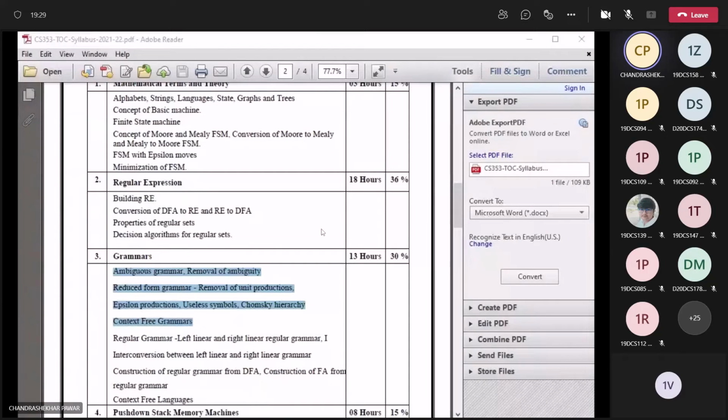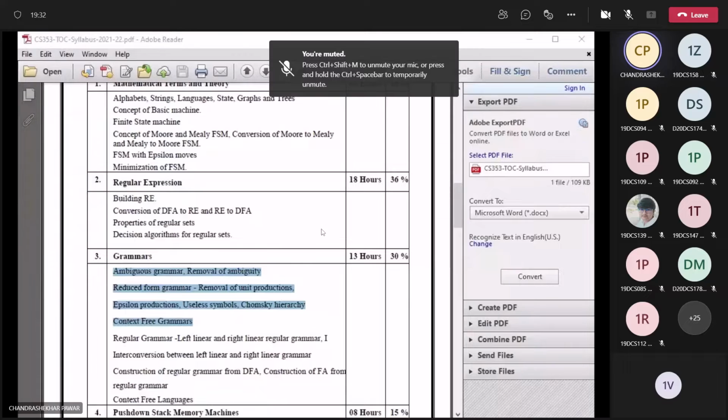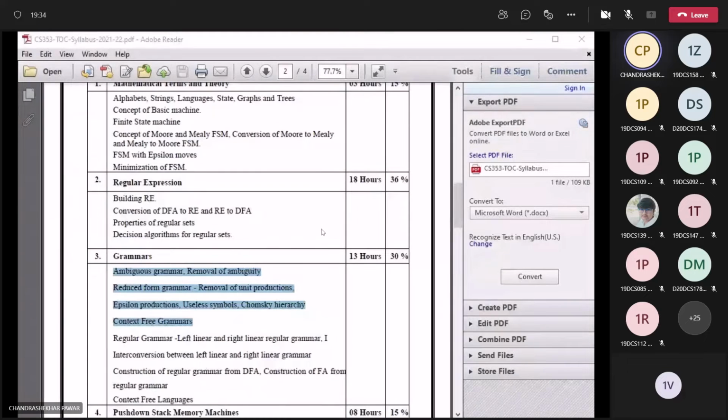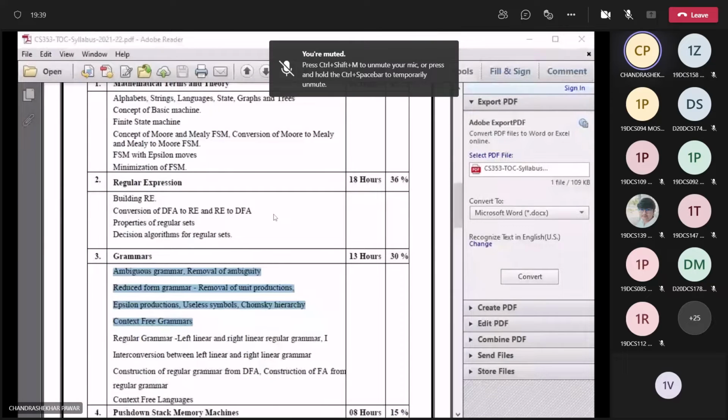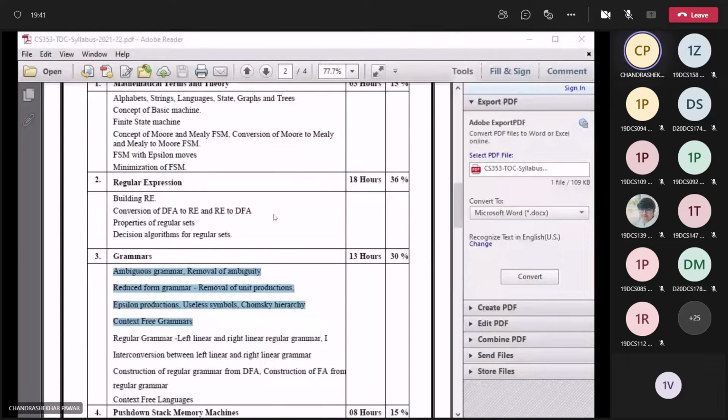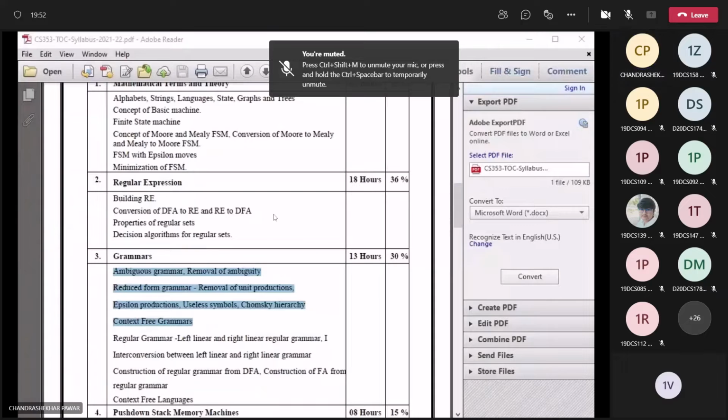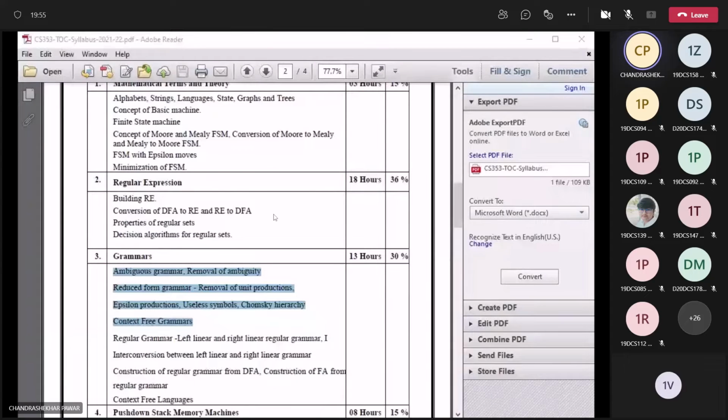How many marks for the unit test? Anyone remember? How many marks is the unit test? 30. Hmm. And time? How much time? 1 hour. Correct.